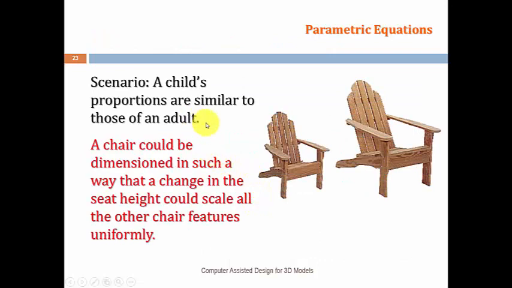Scenario: a child's proportions are similar to those of an adult. So for example, when we create a chair for a child like this, the relationship between its sides or its dimensions will be the same actually for the adult one. So okay, we just need to scale it down. But the proportional dimension between these details are the same.